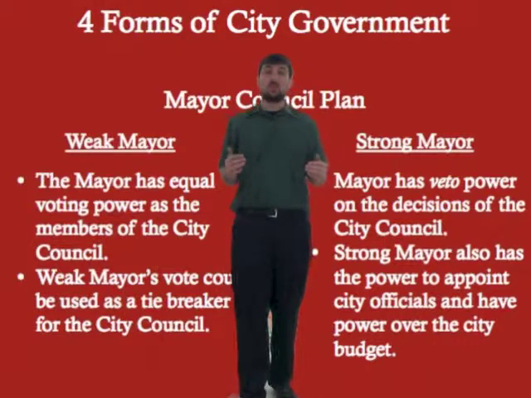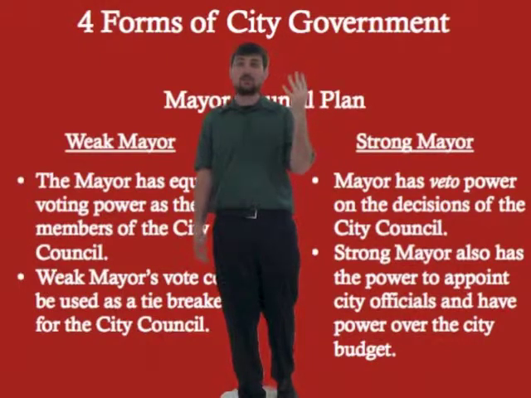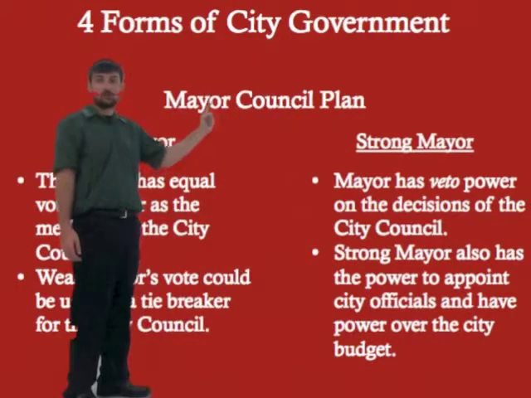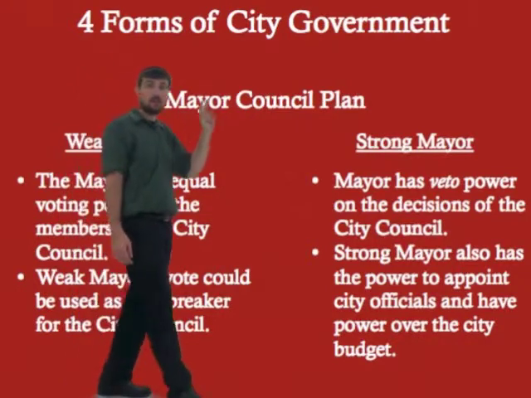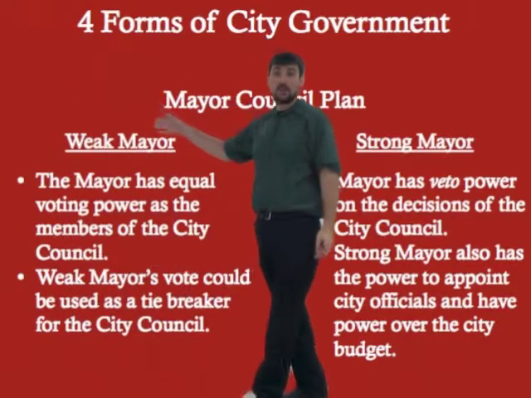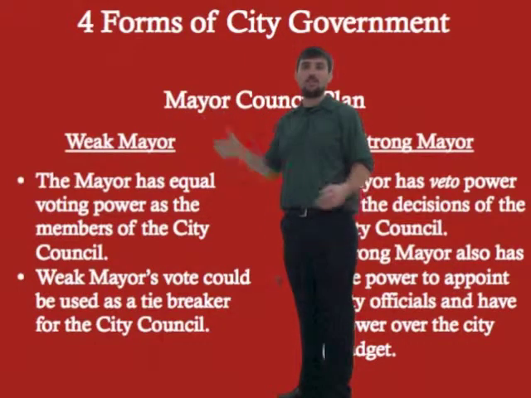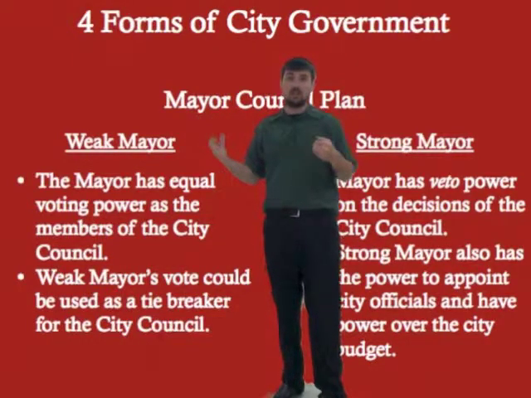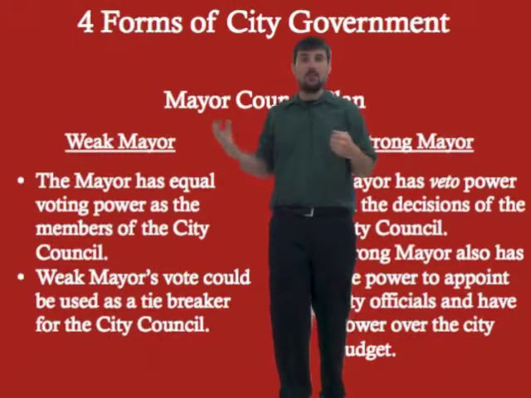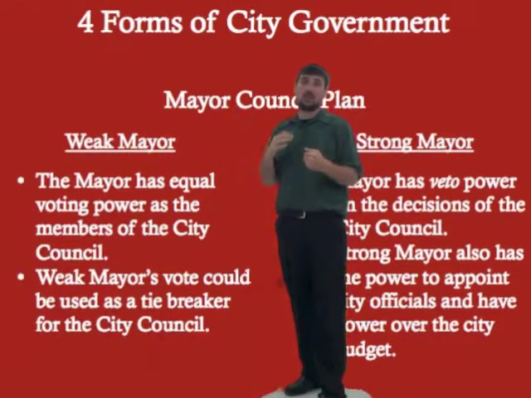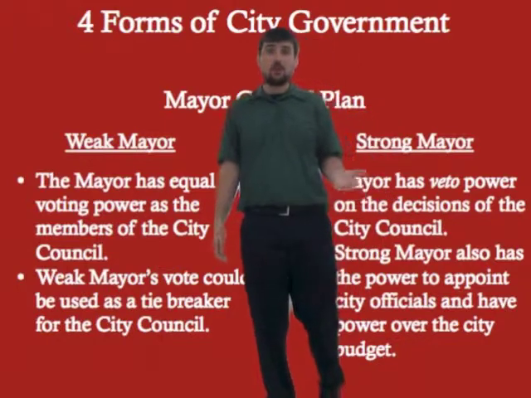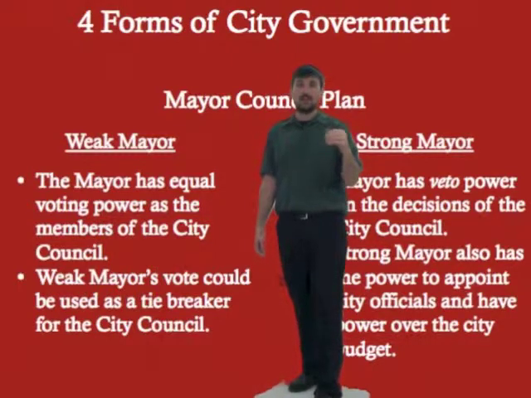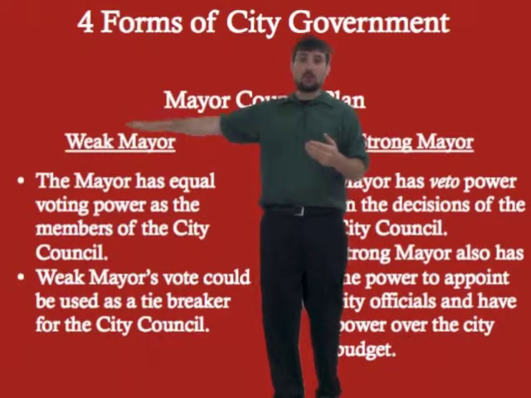One thing you need to remember with this unit is there are 4 different types of city government. 2 of them will fall under the mayor-council plan. The mayor-council plan is set up in one of 2 ways. You have a weak mayor. In a weak mayor system, the mayor has equal voting power to the city council. Now remember, the mayor is the executive branch. The city council is the legislative branch. By having equal power, it means the mayor is not able to override decisions by the city council. A weak mayor's vote could be used as a tiebreaker if everyone on the city council votes and it comes to a tie. Some cities have it set up where the tiebreaker goes to the mayor.